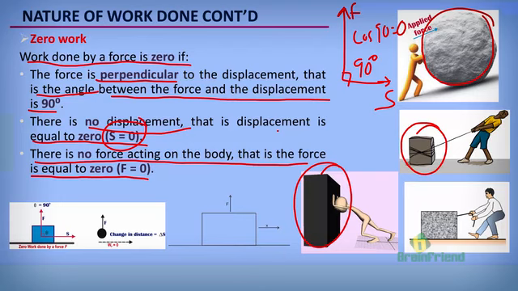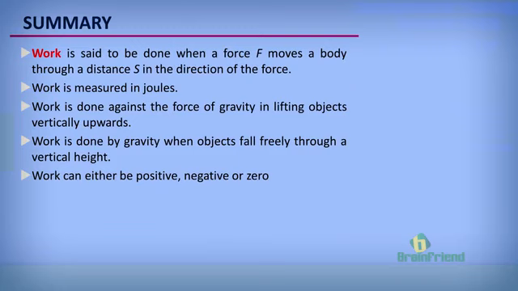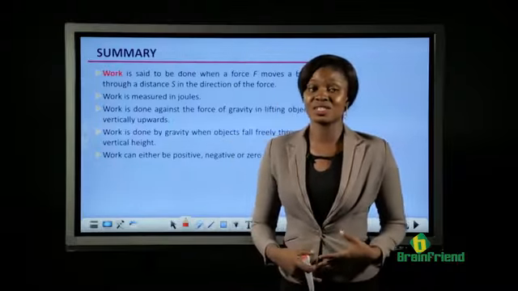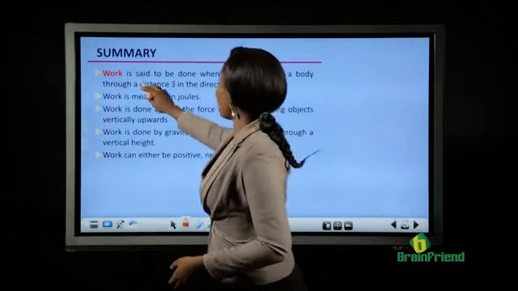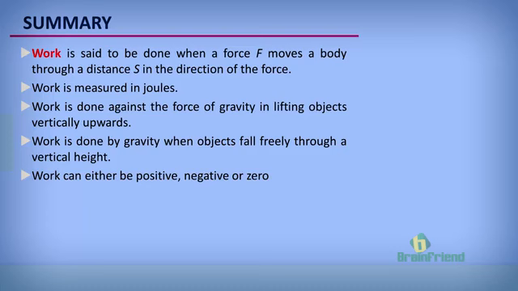Number 1, force must be applied, the body must be moved, and it must be in the direction of the force. Now we have come to the end of this lesson, but let's refresh our minds on what we have learned so far. Work is said to be done when a force F moves a body through a distance S in the direction of the force.